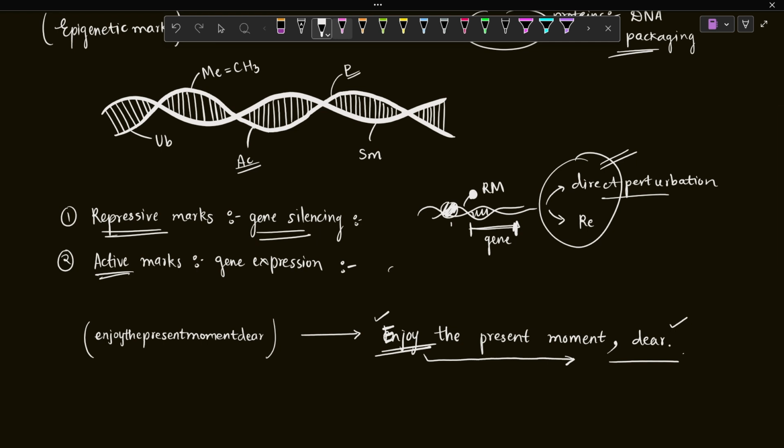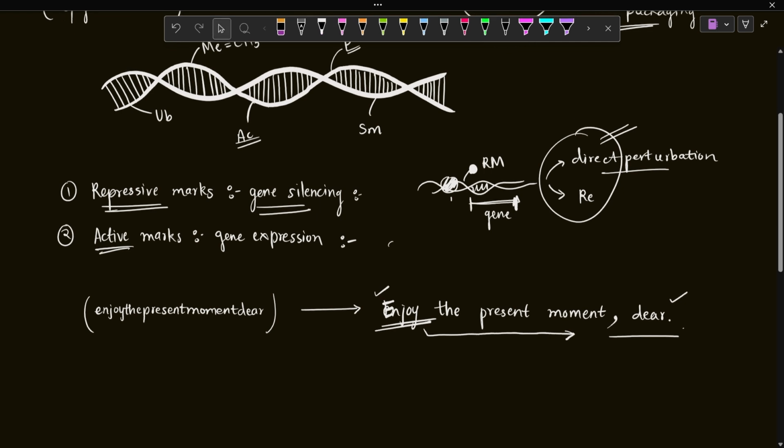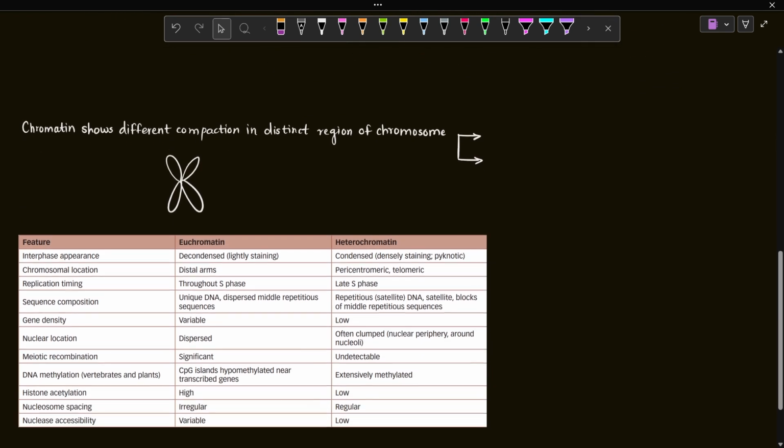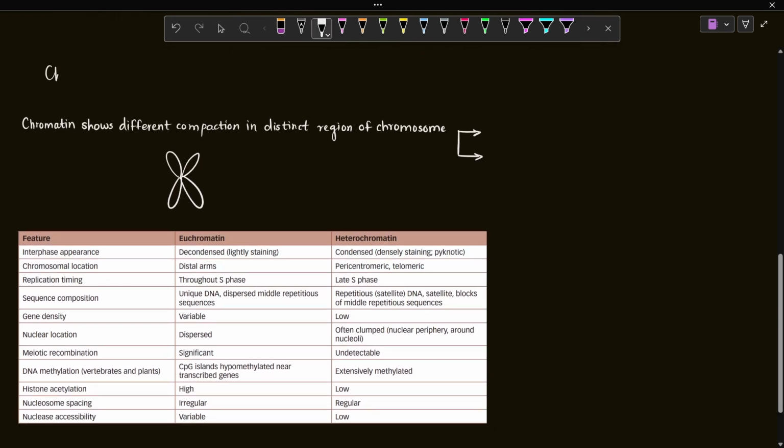Okay, now I hope you get that. Okay, so for understanding epigenetics, for understanding the molecular mechanism of epigenetics, you have to have knowledge of chromatin.